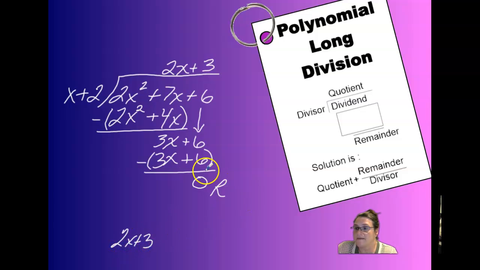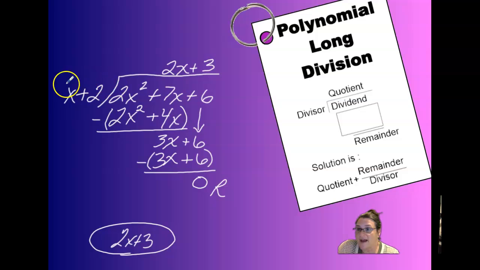right? And if I had a remainder other than 0, I would write that as the remainder, as a fraction, remainder over divisor. But because my remainder is 0, it divides evenly, right? And my quotient is just 2x plus 3. Because I have a remainder of 0, that means that this divisor, x plus 2, is a factor of the dividend, 2x squared plus 7x plus 6.